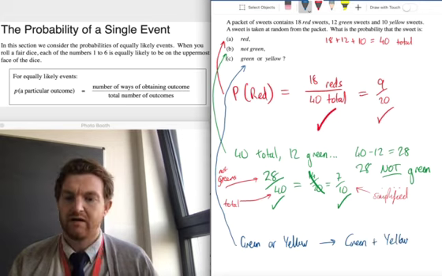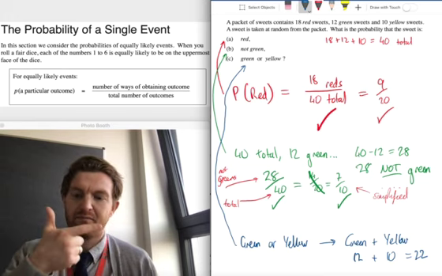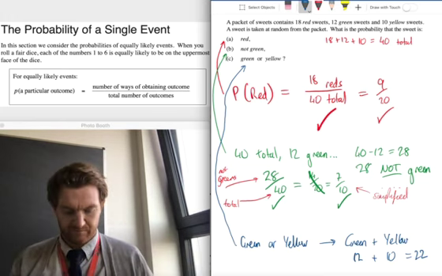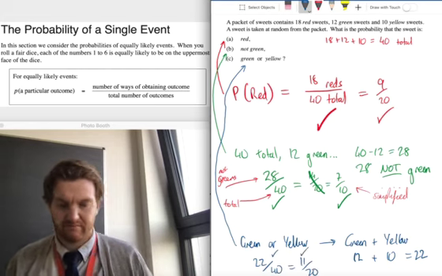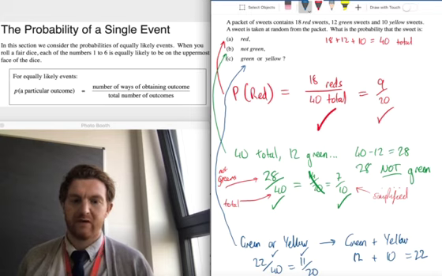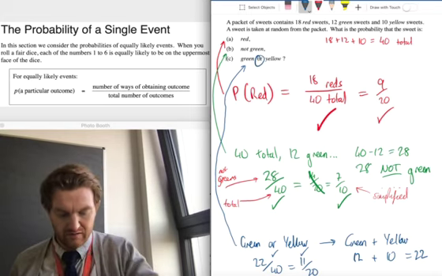Green plus yellow. So green is obviously 12. Yellow is 10. There's 22. Because you're combining them. Because it can be either or. You've got more options. If you get green, you win. You get yellow, you win. Both of them win together. So we'd say, well, it's 22 out of 40 or 11 out of 20. So when it's this word or, you add them together.